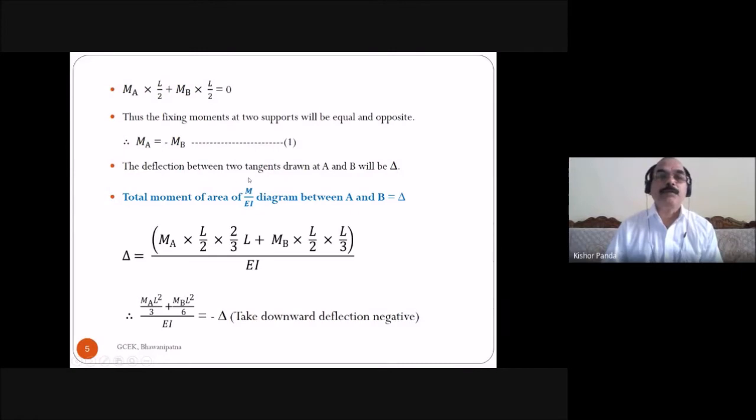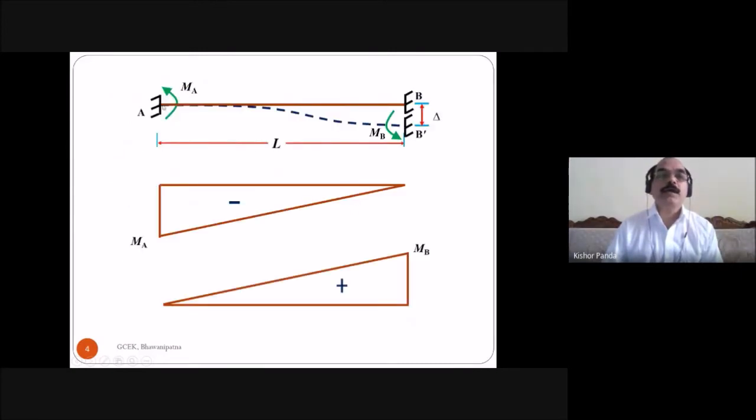Then the deflection between two tangents drawn at A and B will be delta. You see here, when you draw a tangent here, it will pass through the axis of the beam. And when you draw a tangent here, this will also be parallel to this axis. If you draw a perpendicular line at B, that line will meet the tangent at B dash. And this deflection is your delta. So this is equal to the moment of area of the M by EI diagram.